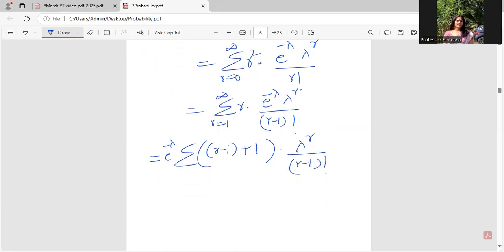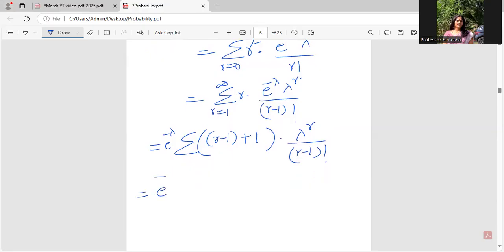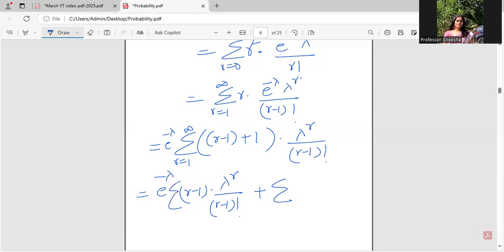Just see here. I'll separate the terms. E power minus lambda, r equal to 1 to infinity, of course, r minus 1 into lambda power r by r minus 1 factorial. Coming to the next term, what happens here? Of course, summation is there. I just missed out this summation. There's a summation here as well. What it would be is lambda power r by r minus 1 factorial.